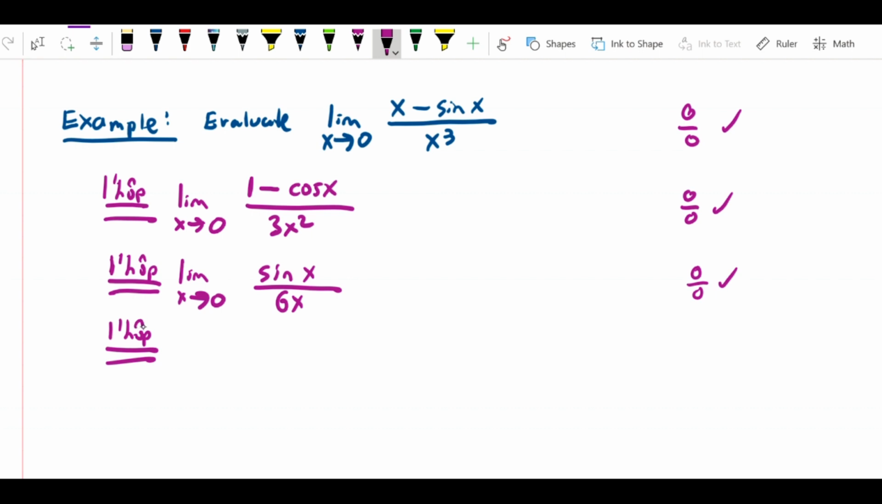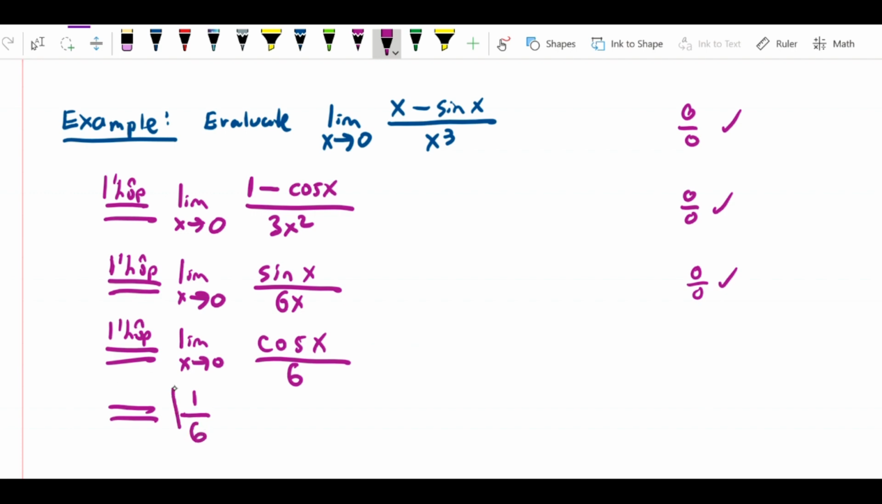I'm not guaranteeing that every time that you keep doing L'Hopital's rule you're going to get an answer. There are some where you don't. There are some where you just keep chasing your tail forever. But sometimes you may have to do it 3 or 4 times to get down to a form that you can evaluate. So this is going to be the limit as x approaches 0 of the derivative of sine, which is cosine, over the derivative of 6x, which is 6. And now, by substitution, this is going to be cosine of 0 is 1, and 6 is just the constant 6.